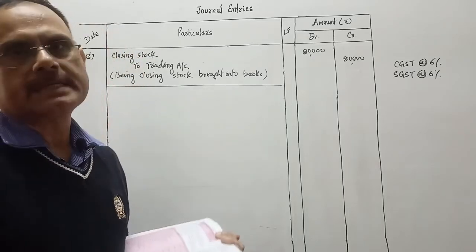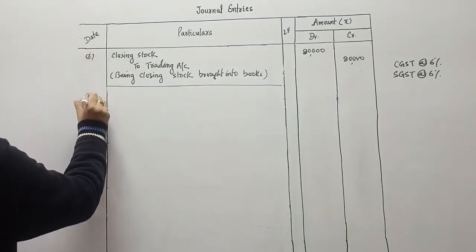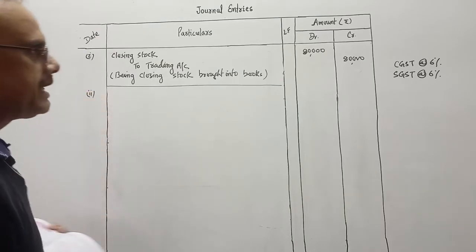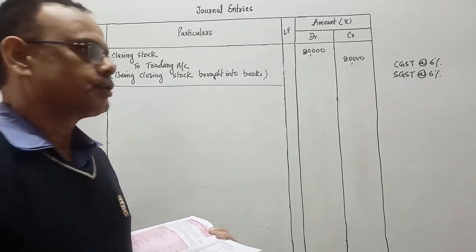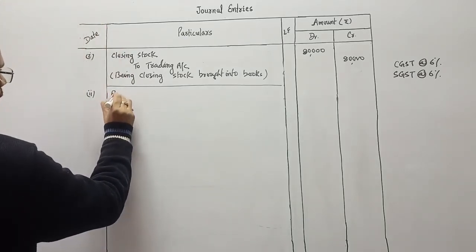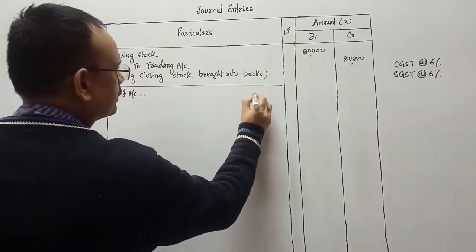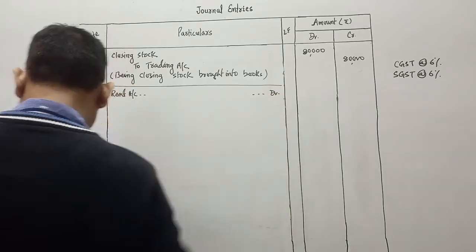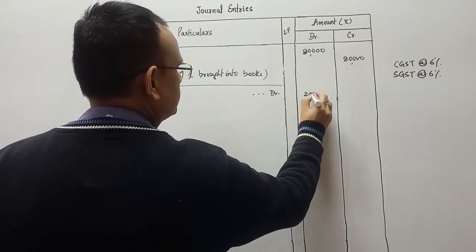Next is outstanding rent. Rent is outstanding, and you know the CGST and SGST both are at the rate of 6%. So for rent outstanding, rent account debit. How much rent is given in the question? Rent is 20,000.